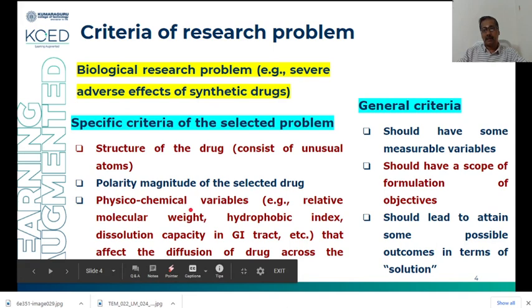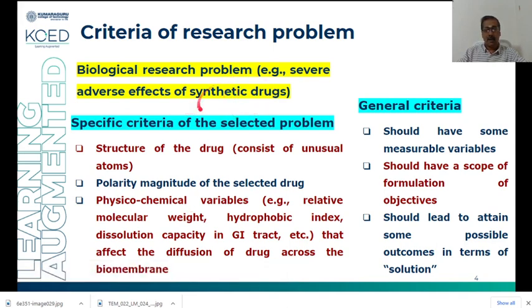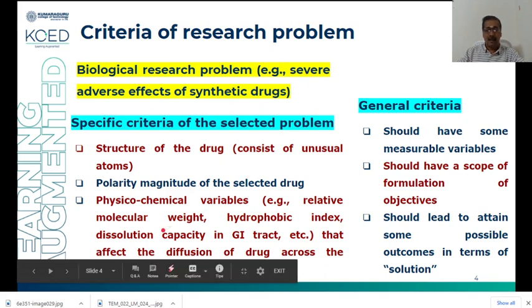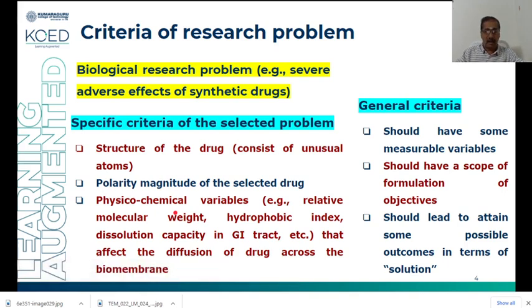Physicochemical variables: any researcher should focus on the physicochemical variables of the drug he or she has taken for the study, say relative molecular weight, hydrophobic index, dissolution capacity in the GI tract, because the physicochemical variables play a major role in the diffusion of the drug across the biomembrane.